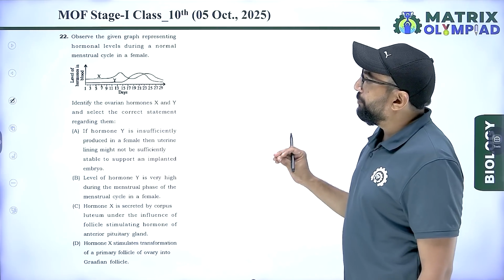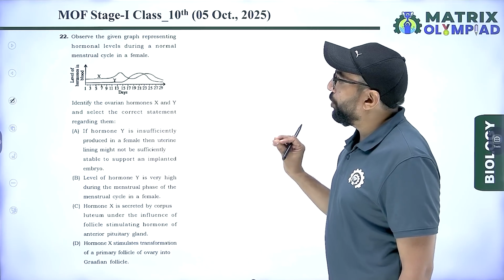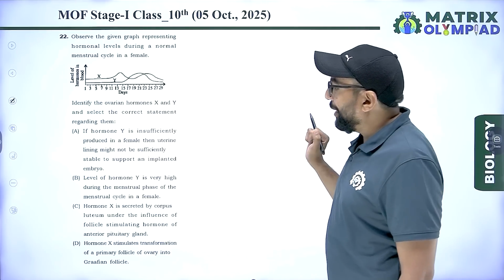Observe the given graph representing hormonal level during a normal menstrual cycle in a female.